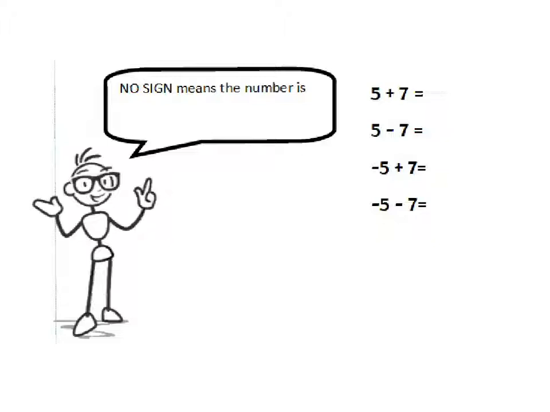Now, one last reminder. If there's no sign, it means the number is actually positive. So this first problem that we have here, what it's actually asking us to do is positive 5 plus positive 7. Now I look at this and I notice the positive 5 and the positive 7 means our signs are the same. So I need to add 7 and 5, which is going to give me 12, and my answer is going to be positive. Notice I didn't write the positive in, because if we have no sign, it means the number's positive.